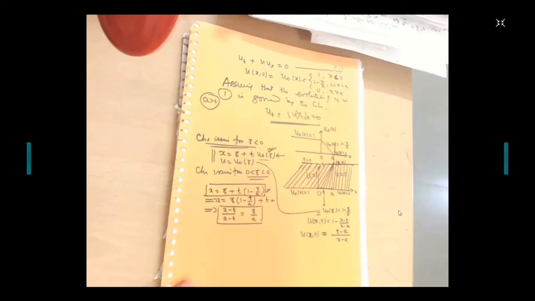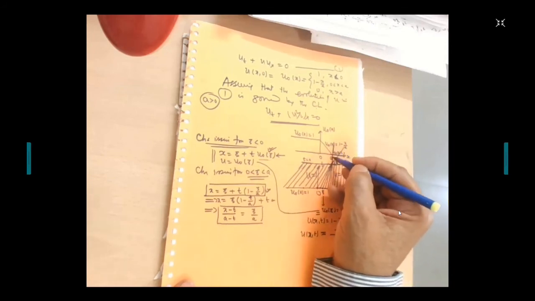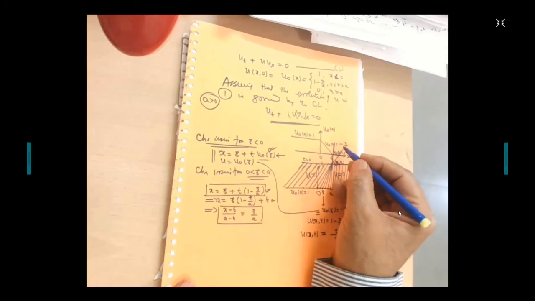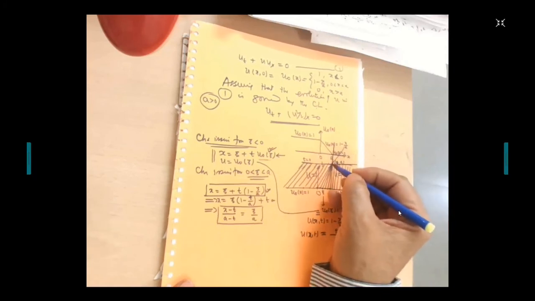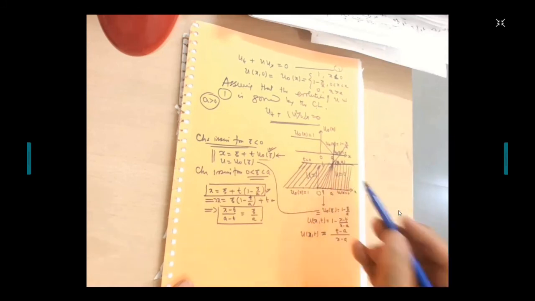So at x is equal to a, t is equal to a, the solution becomes indeterminate. But then you see what will happen. This characteristic is like this, and this characteristic goes like this. Beyond this, all these characteristics intersect. But before this, what happens?